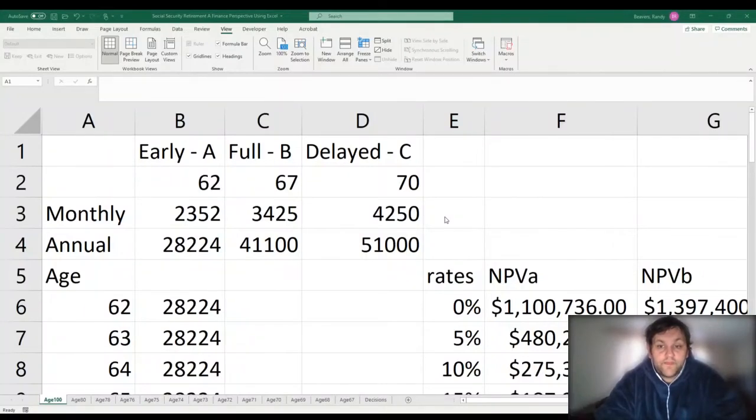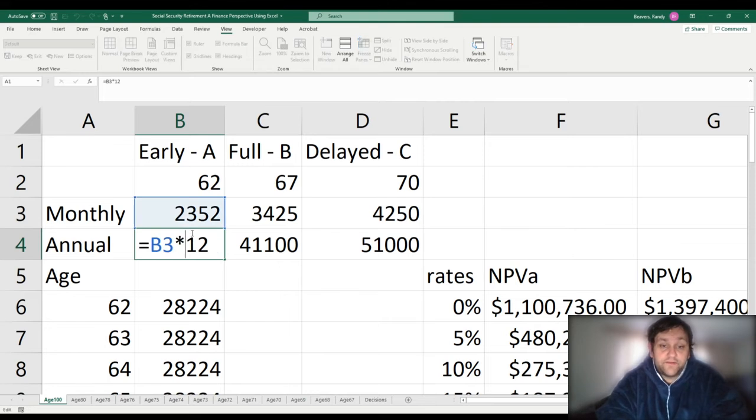So for this particular situation, this is Social Security retirement, a finance perspective using Excel. What I've got here is some data for looking at Social Security, looking at whether you retire early at age 62, retire with full retirement at age 67, or delay your retirement and start taking it at age 70. These are some monthly estimates of payments you would receive from Social Security. To make this problem simpler, I have annualized it by multiplying all these numbers by 12.